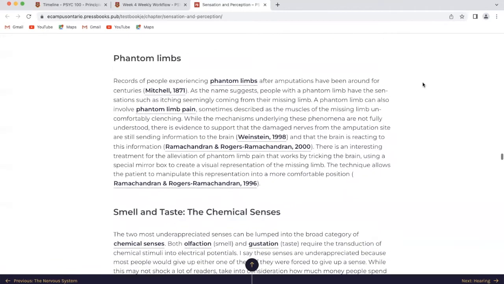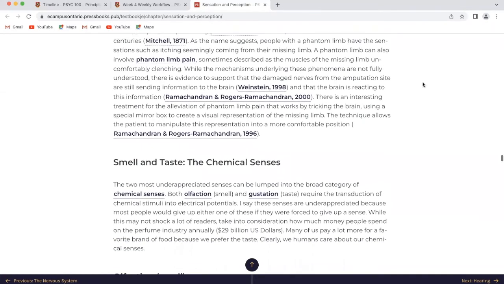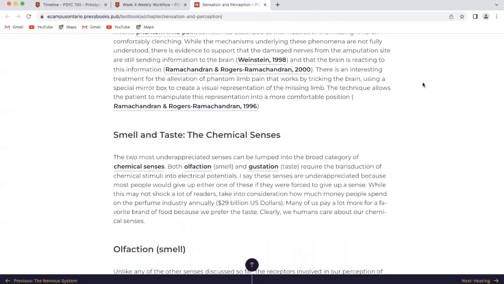Next is phantom limbs. Records of people experiencing phantom limbs after amputations have been around for centuries. As the name suggests, people with a phantom limb have the sensation, such as itching, seemingly coming from their missing limb. A phantom limb can also involve phantom limb pain, sometimes described as the muscles of the missing limb uncomfortably clenching. While the mechanisms underlying these phenomena are not fully understood, there is evidence to support that the damaged nerves from the amputation site are still sending information to the brain, and that the brain is reacting to this information.